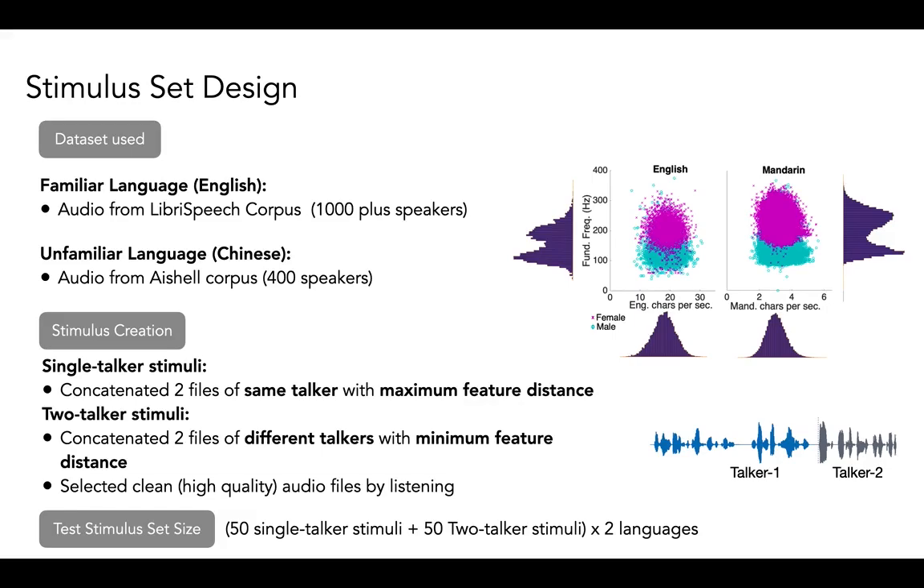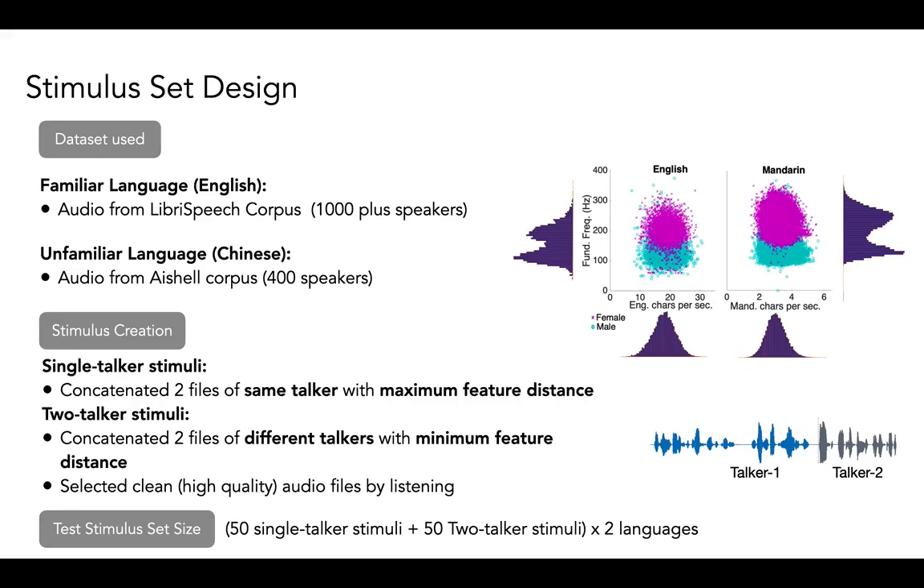The stimulus set design follows the following approach. First, we have selected two speech data sets, one of them being the English LibriSpeech corpus and the other the Chinese iHEL speech corpus. Both of these speech corpora have natural speech taken from audiobooks or from news broadcasts.